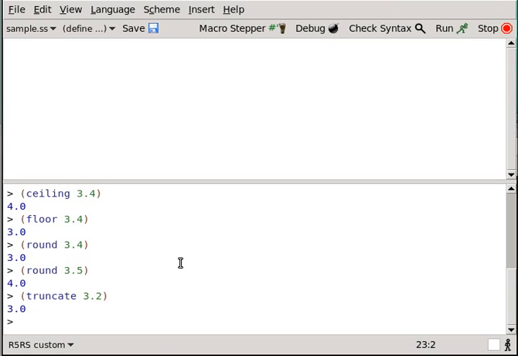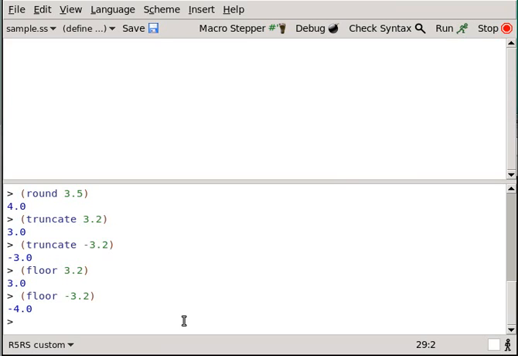Well, it'll just get rid of the decimal points even for negative numbers, and it doesn't matter which way it goes. So negative 3.2 will just be negative 3.0, whereas floor of 3.2 would be 3.0, but floor of negative 3.2 you get negative 4.0 because negative is reversed. So truncate just gets rid of the decimal points.